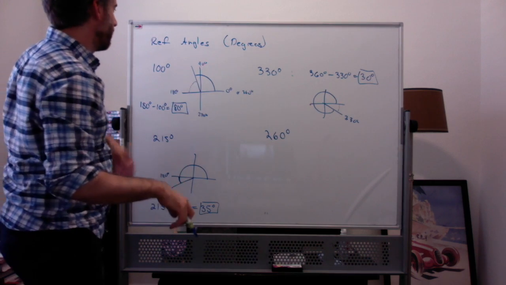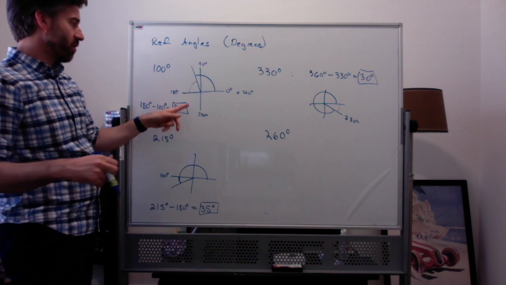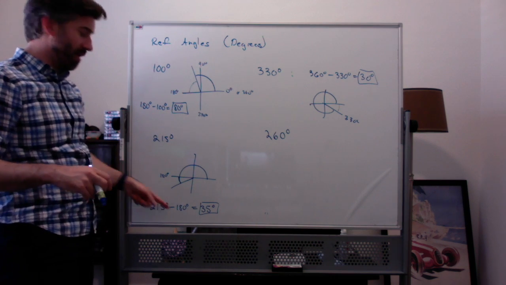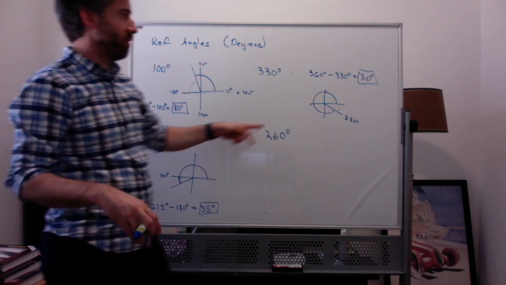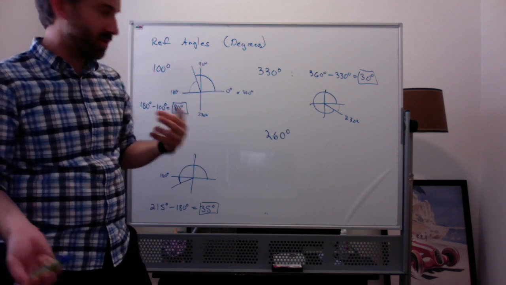Basically, the way it works is if you're in quadrant 2, you do 180 minus your angle. If you're in quadrant 3, you do your angle minus 180. And if you're in quadrant 4, you do 360 minus your angle. Because you should always get a positive result.